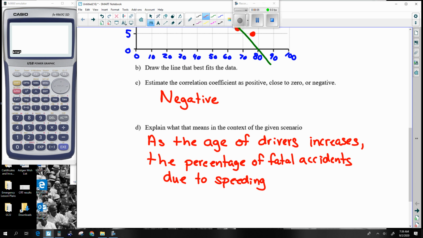okay, so as the X increases, the Y, and then this is going to be either increases or decreases, because this is a negative line. This is going to be decreases. So again, as the X increases, the Y decreases.